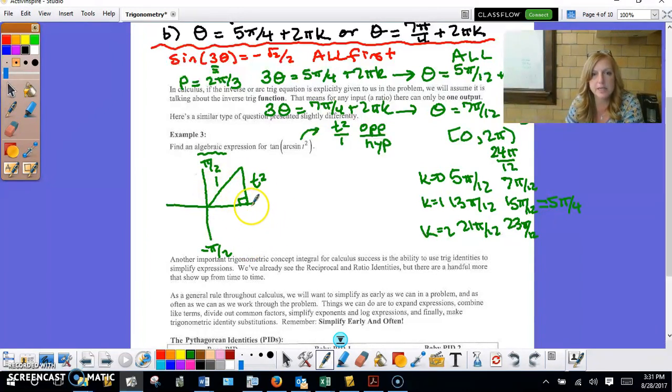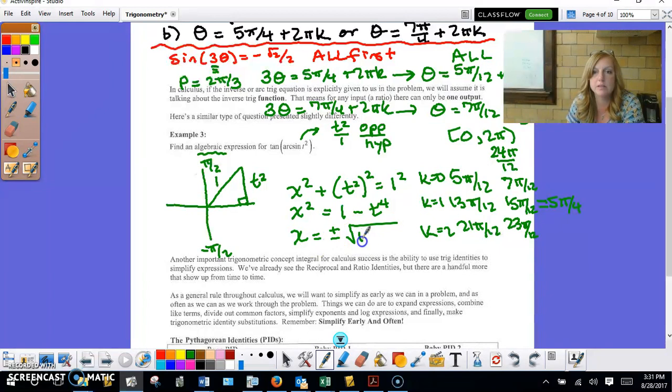And then once you get to here, you're like, okay, what did I do? Remember that just like the problem we did in the previous part, you want to find the third side. So I know that x squared plus t squared squared has to equal 1 squared. That's your Pythagorean identity, and I'm solving for x in terms of t. So x squared equals 1 minus t to the 4th. So x equals technically plus or minus the square root of 1 minus t to the 4th, but I'm in quadrant 1, so I know that it is the positive version of that.